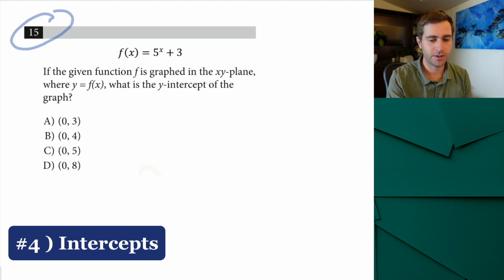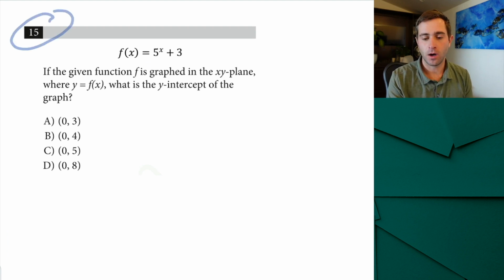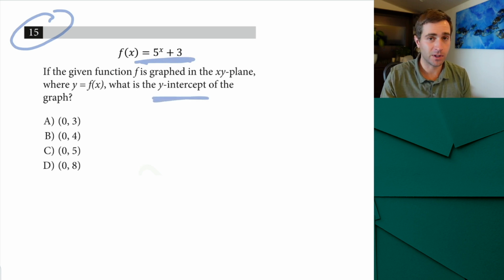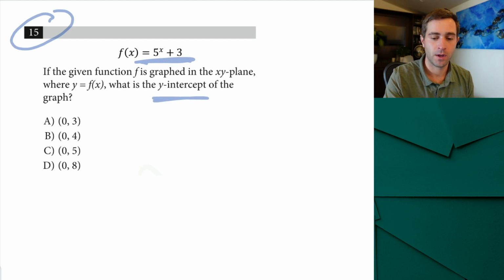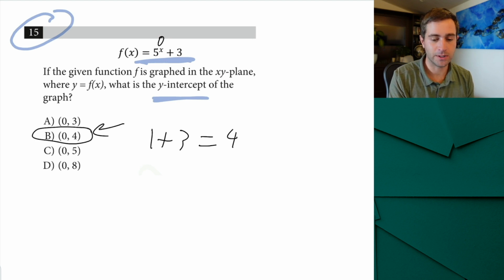This was question 15 from the March 2023 test. All you have to know is if you're looking for the y-intercept, plug 0 in for x. If you're looking for the x-intercept, plug 0 in for y. So 5 to the 0 equals 1. 1 plus 3 equals 4. Our y-intercept is at the point (0, 4).